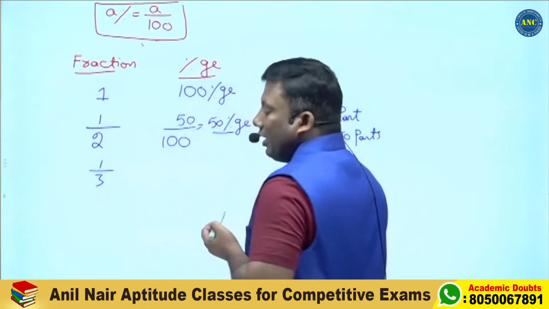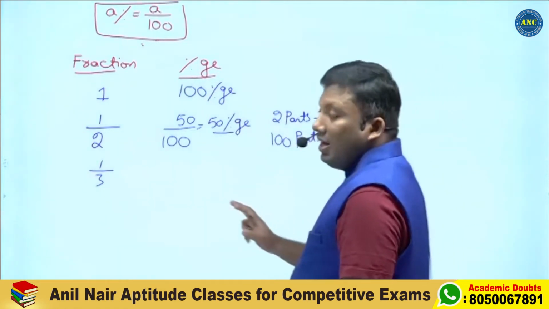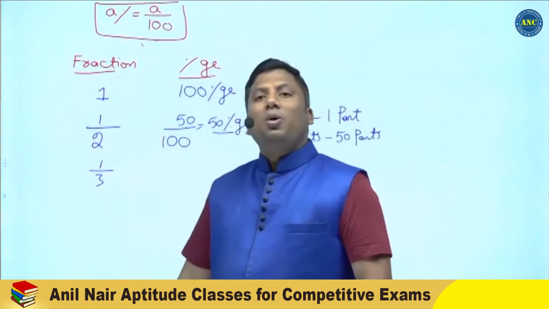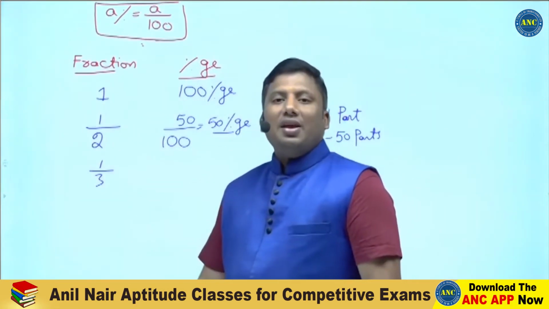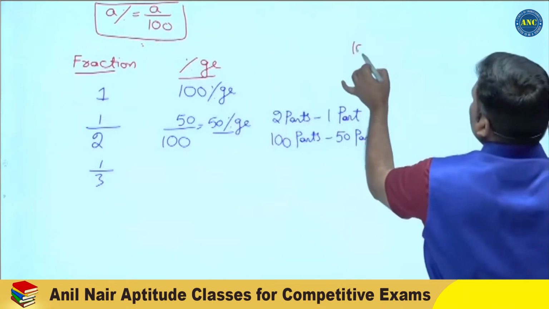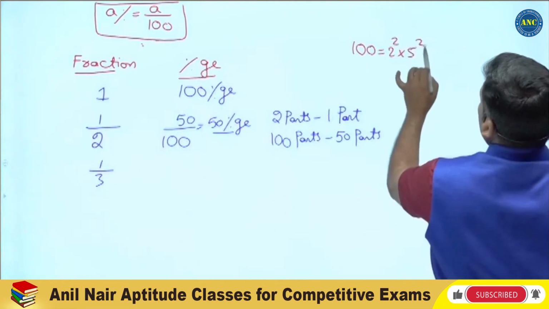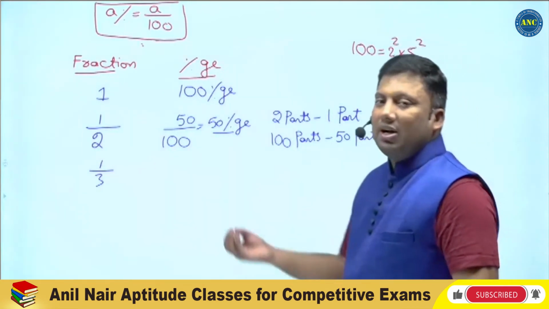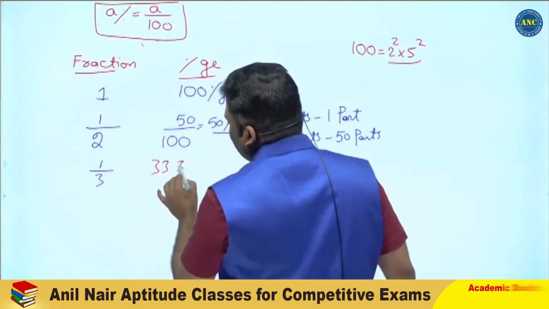Next is 1 by 3. Now if you see here, 1 by 3. How many times does 3 go in 100? 100 is 2 square into 5 square, its factors are 2 and 5. So 3 will not go in 100. So I am getting an approximated value or the closest value.